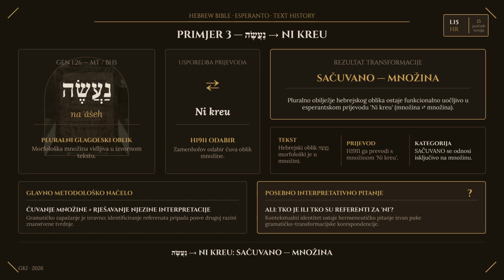In Genesis chapter 1, verse 26, the Hebrew verb na'asa is plural. Zamenhof maintains this in Esperanto as nikro. This is a clear case where the plural feature is preserved, though identifying the exact reference remains a hermeneutical question.